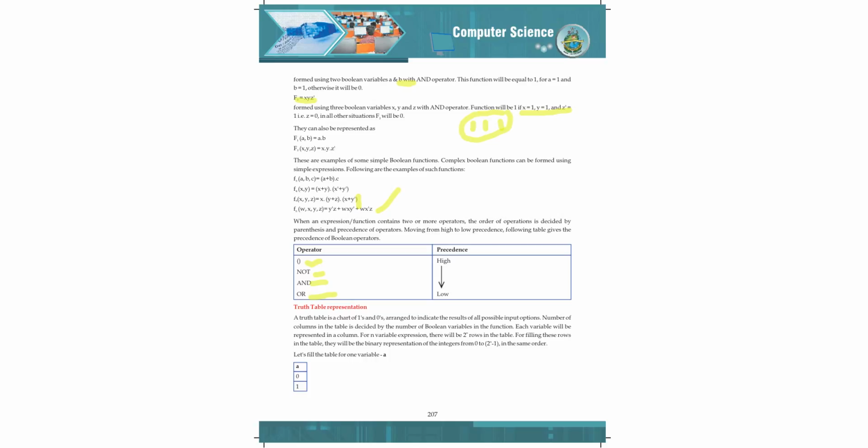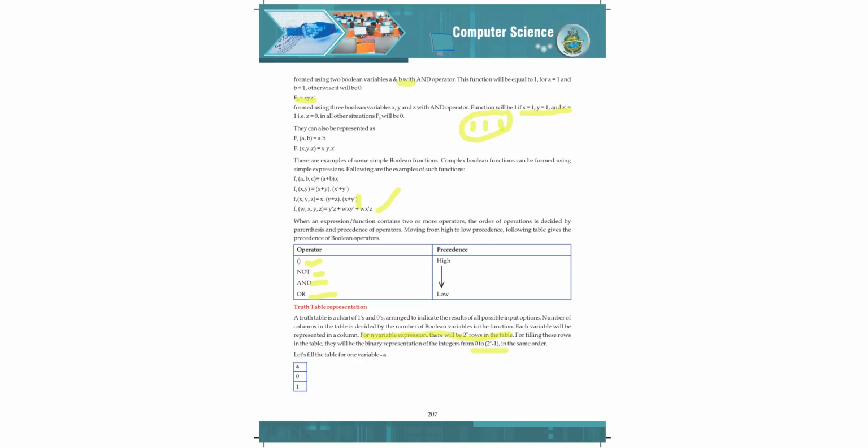How many Boolean variables you are using in the function will decide the number of columns in a table. Each variable will be represented in a column. Very important, for an n-variable expression, there will be 2 raised to the power n rows in a table. For filling these rows, they will be the binary representation of integers 0 to 2 raised to the power n minus 1 in the same order.